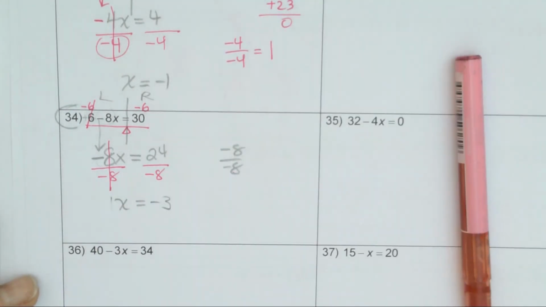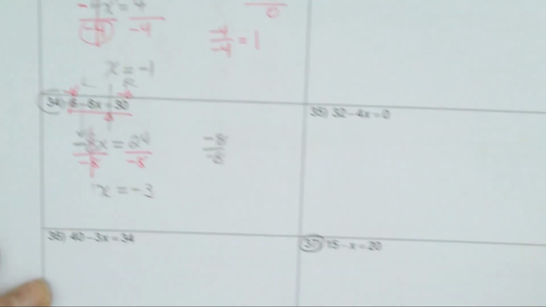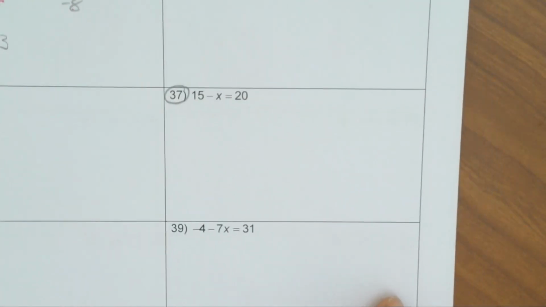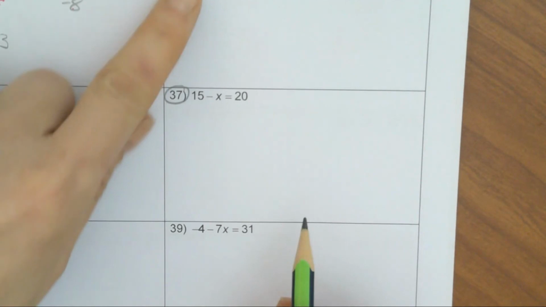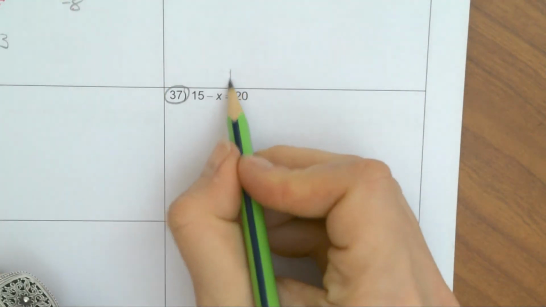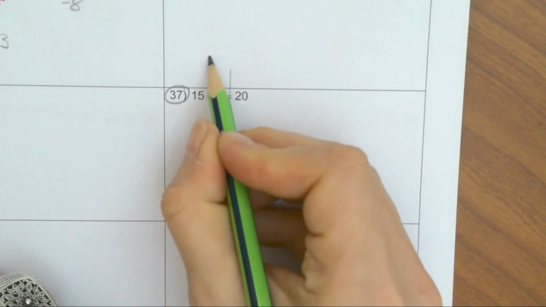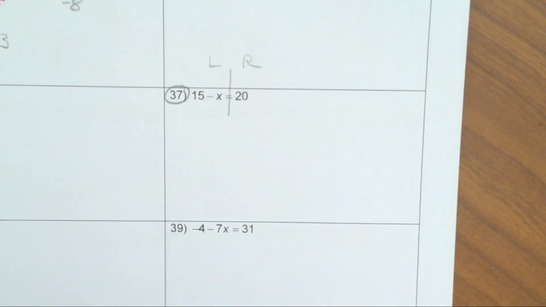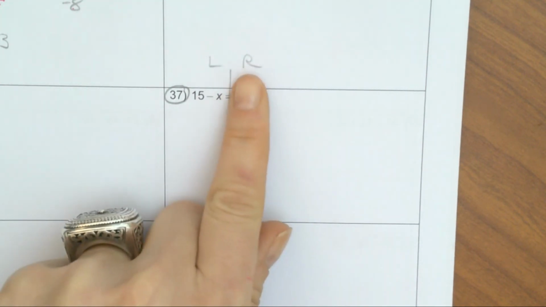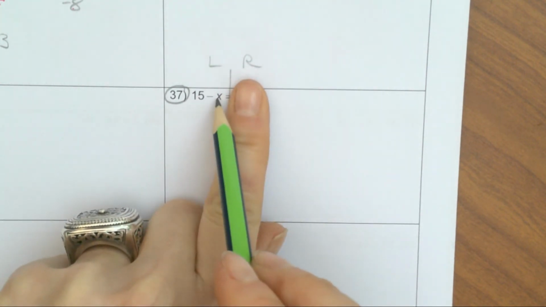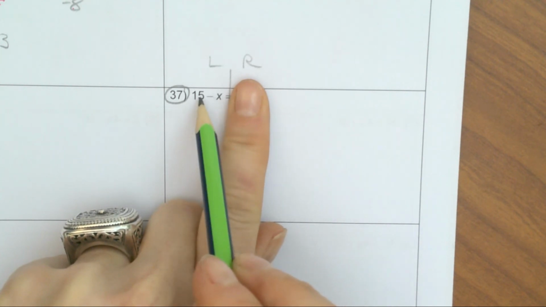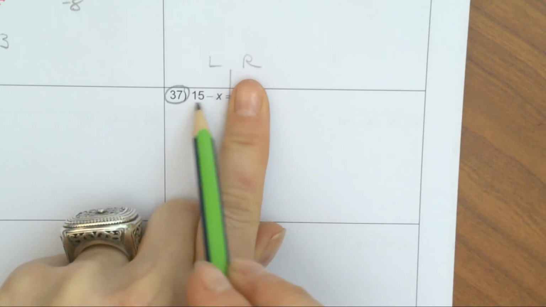Okay, let's do 37, because it looks a little different, because there's no number in front of the x. So cut it at the equal sign to make the left and the right. And we say, what side is the x on? The left side. There's no best friend here, but there's a neighbor. So let's get rid of the neighbor because he's kind of far away.